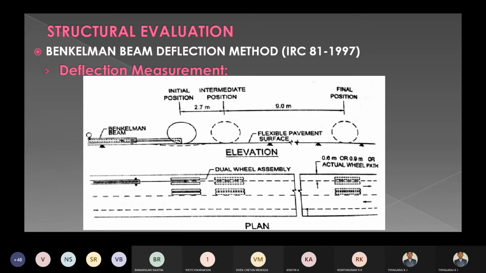So what you are going to do: you have already conducted the pavement condition survey, then you have grouped the stretches, and you have marked the points also, that is, at 0.6 meter and 0.9 meter.